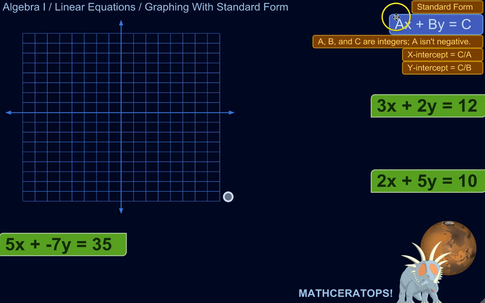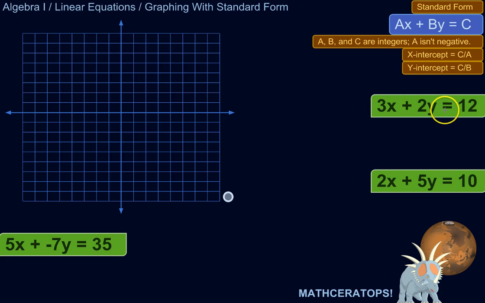Now, a knee-jerk reaction that a lot of people have is to take an equation in standard form and then convert it into the slope-intercept form because they're more comfortable with slope-intercept. You can do that, I'm not going to stop you, but that actually is more work than is required. So I'll show you another way, and that is finding the x and y intercepts of the line.